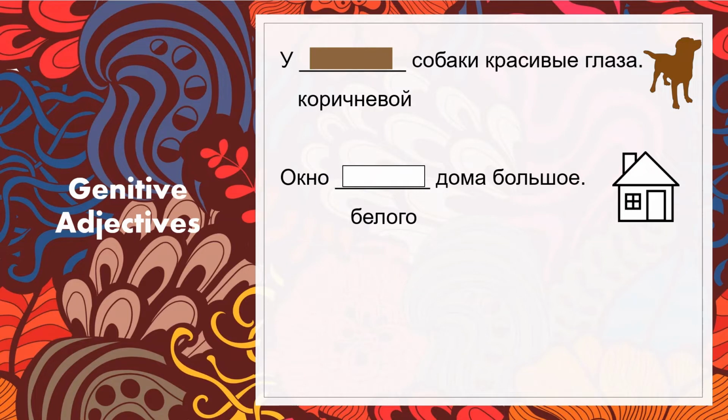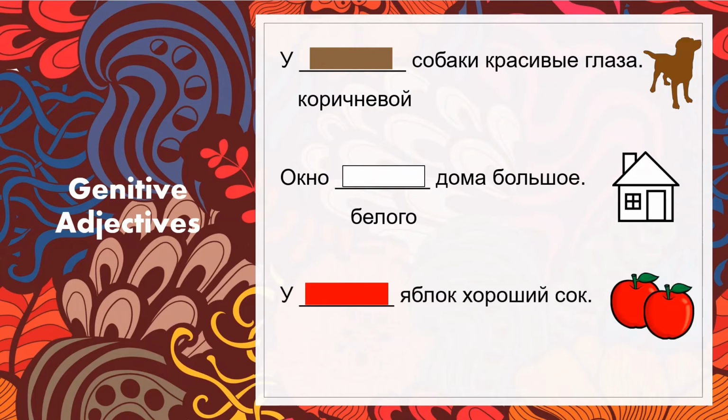And the last one, У яблок хороший сок. The apples have good juice. But we want to say they're red apples. So what would we say? У красных яблок хороший сок.